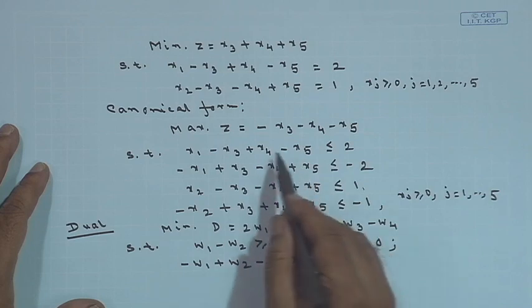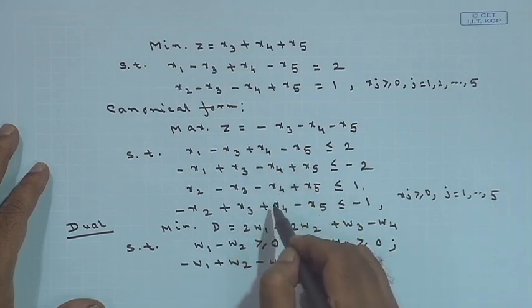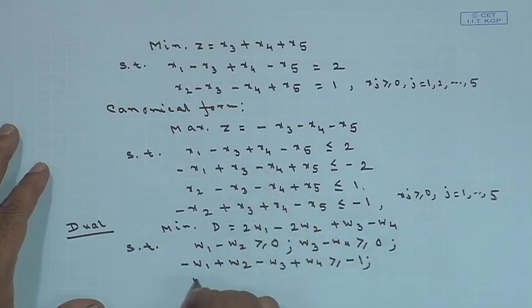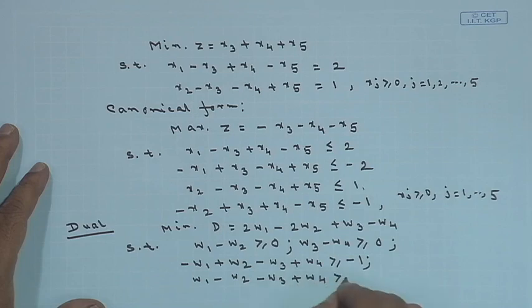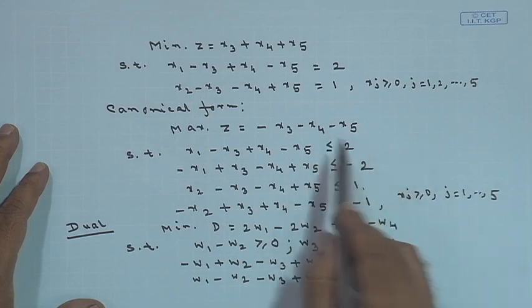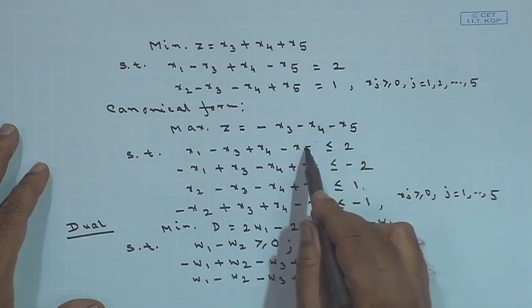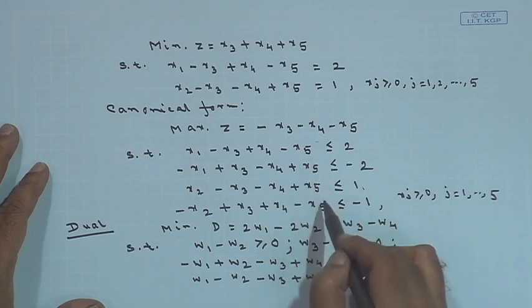Then the next one will be the coefficients corresponding to x4, that is, w1 minus w2, like this way I have to write down w1 minus w2 minus w3 plus w4. This is greater than or equal to, again the coefficient of x4 in the objective function, which is minus 1, and the last one is x5, which is present in all 4 constraints.